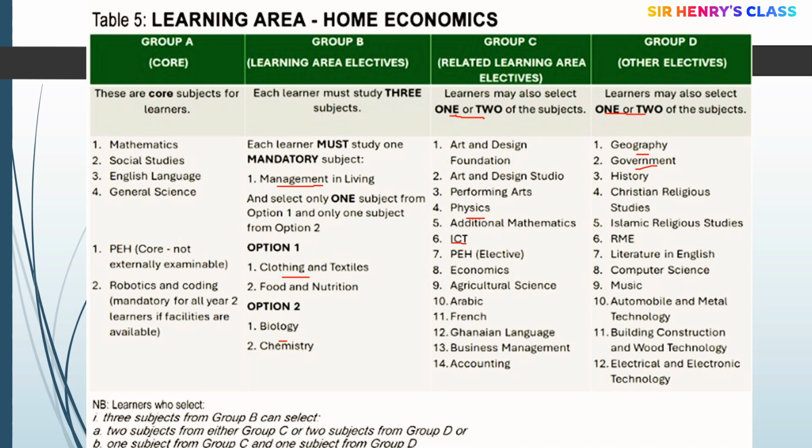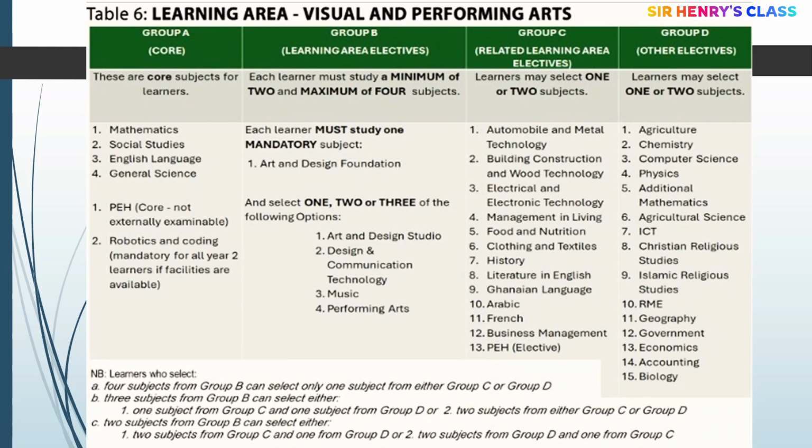Now let us go to the next one. If I want to do visual and performing art, that is the visual art. So don't forget, you wouldn't skip English, math, science, and social. PH, robotics, you wouldn't skip them. Now for group B, here each learner is doing a minimum of 2 and a maximum of 4. Alright, so there is a mandatory, that is compulsory, 1 mandatory subject, art and design foundation.